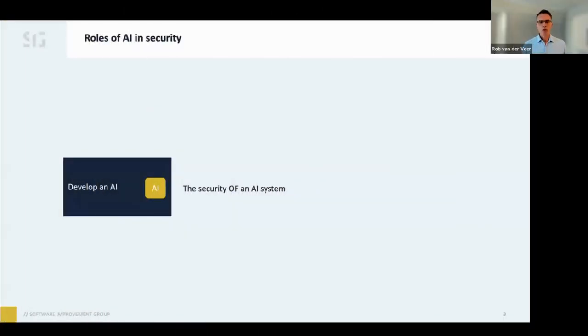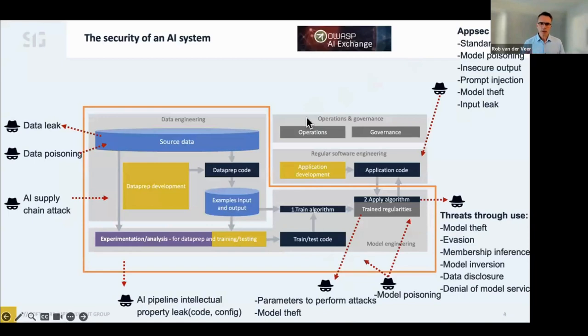So before we dive into AI for security, let's discuss the different roles that AI can have when it comes to this topic. First of all, when you are developing an AI system, you want it to be secure. So it's not AI for security, but it's security for AI. A little sidestep on this topic, because I'm involved in it so much on a daily basis. This is the threat model that we use as part of the OWASP AI Exchange.